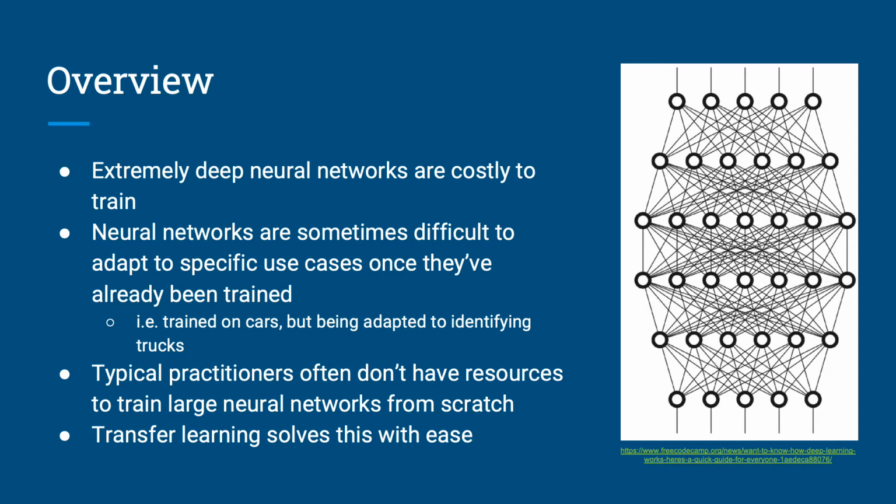A person at home also likely does not have access to resources that are capable of training a very large neural net from scratch to, for example, be able to now recognize truck images as opposed to cars. This is where transfer learning comes in.